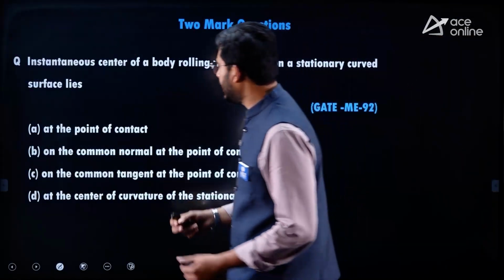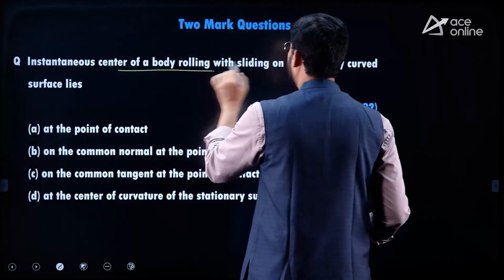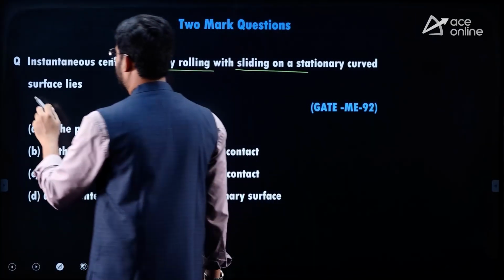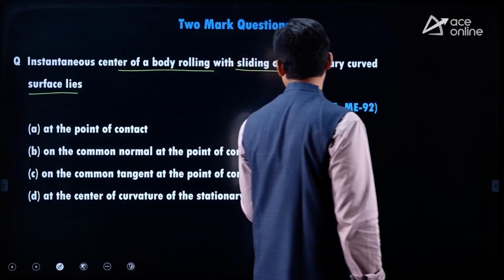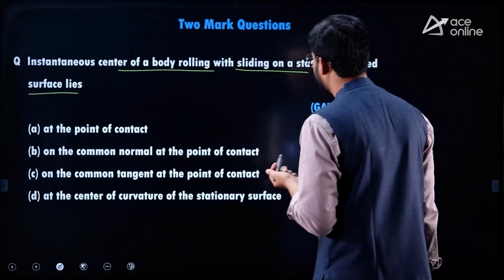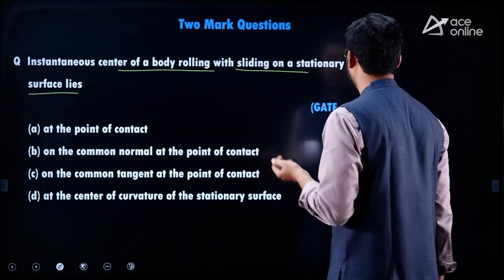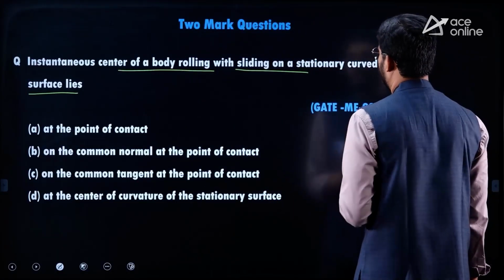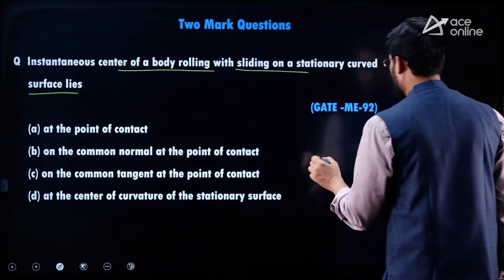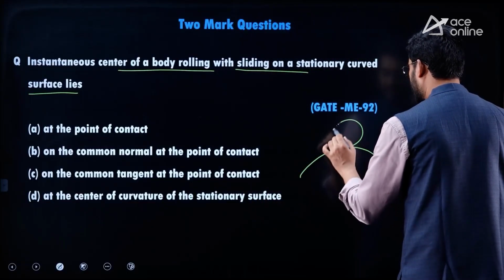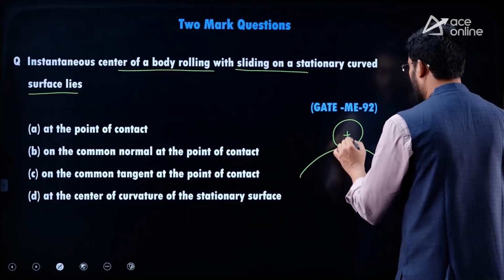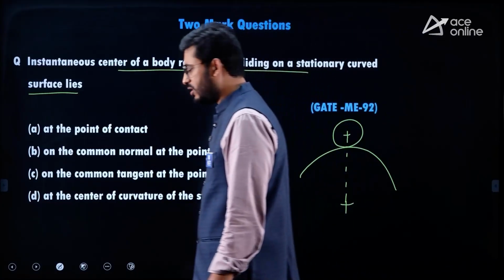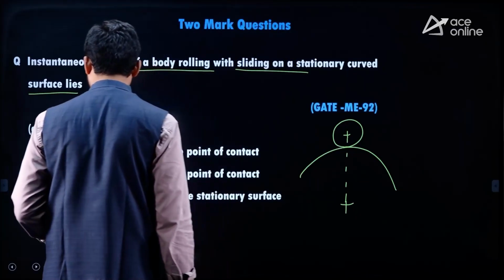Next question. The instantaneous center for a body rolling with sliding on a stationary curved road lies dash. So the instantaneous center for a body which is rolling and sliding, it's rolling plus slipping, both the things are happening on the stationary curved surface. So there is a stationary curved surface, and on this stationary curved surface a body is undergoing pure rolling motion? No, it's rolling plus slipping motion.